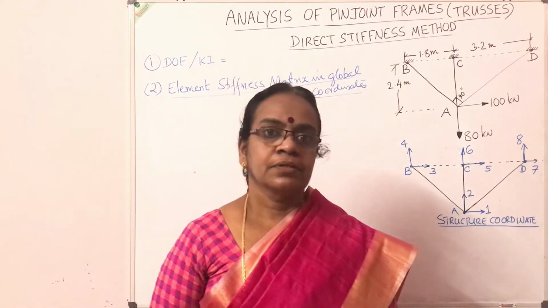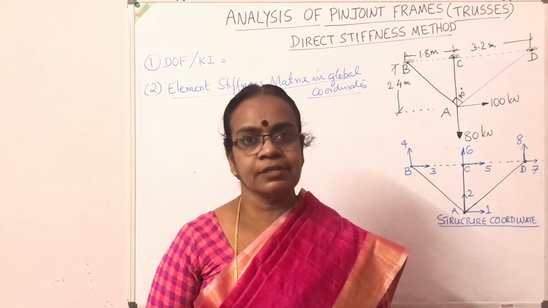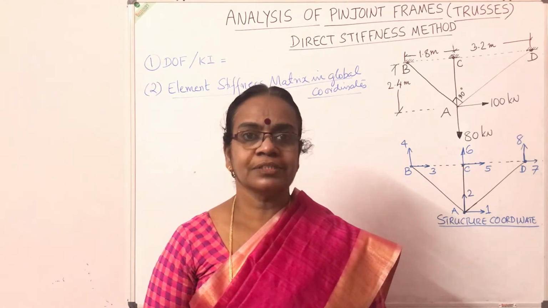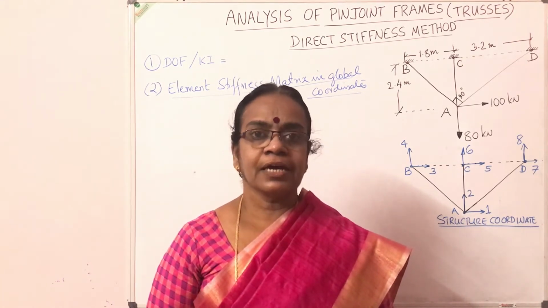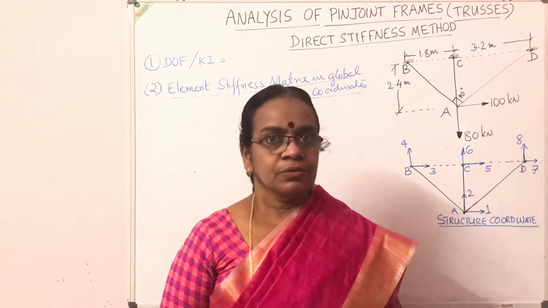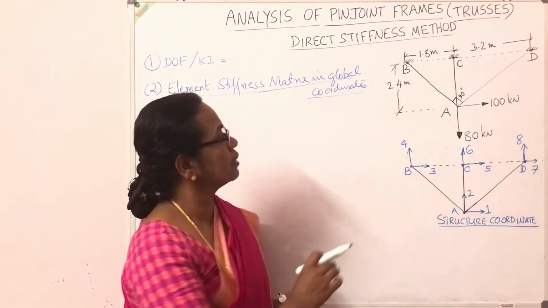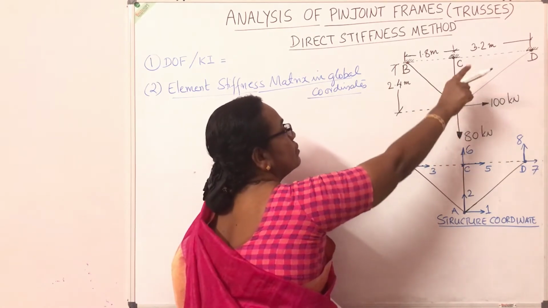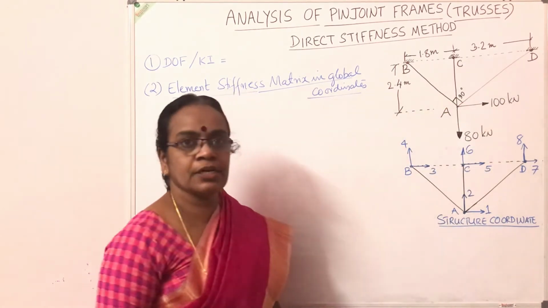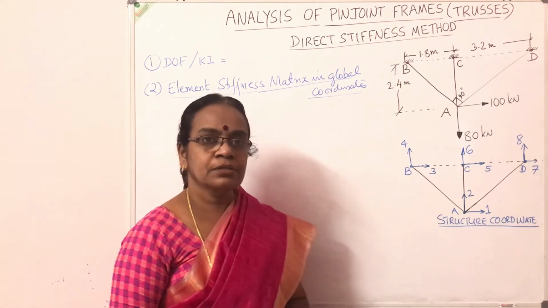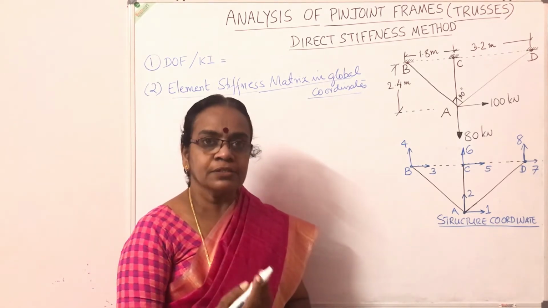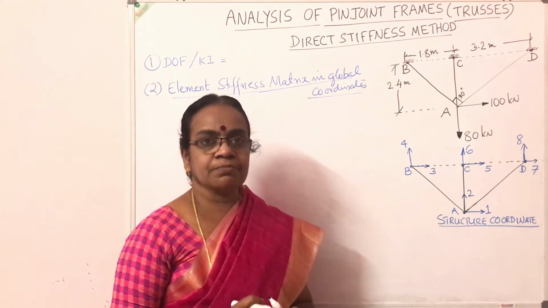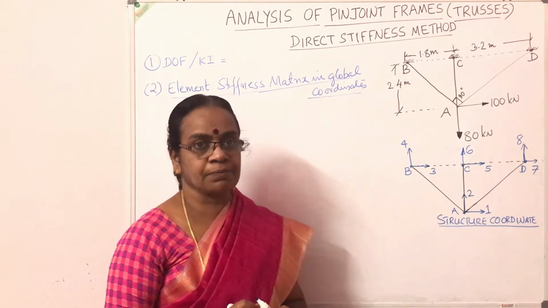Good morning. Today we are going to discuss the analysis of pin joint frames or trusses by the direct stiffness method. As an illustration, I'll take this example. A truss with joints A, B, C, D is carrying two loads, 80 kN and 100 kN. The question is to find the forces in the members of the truss. Analyze by the stiffness method and find the forces in the members.